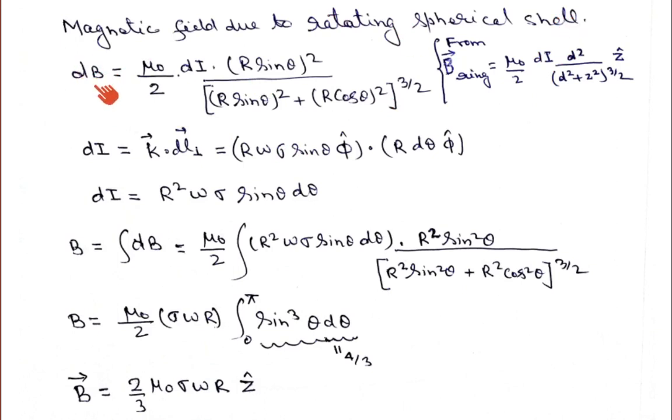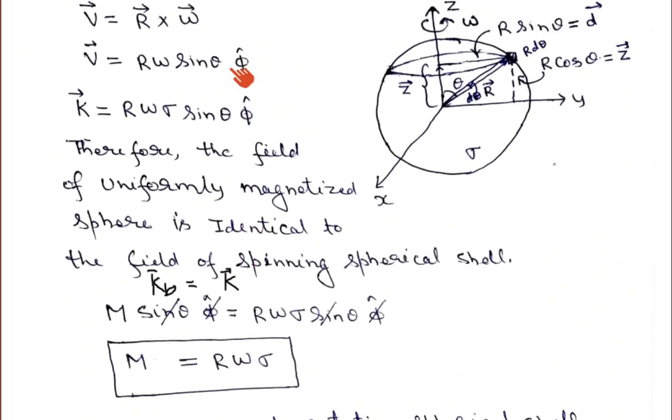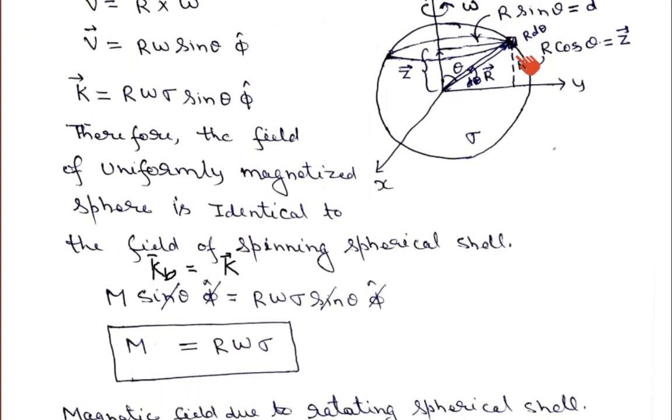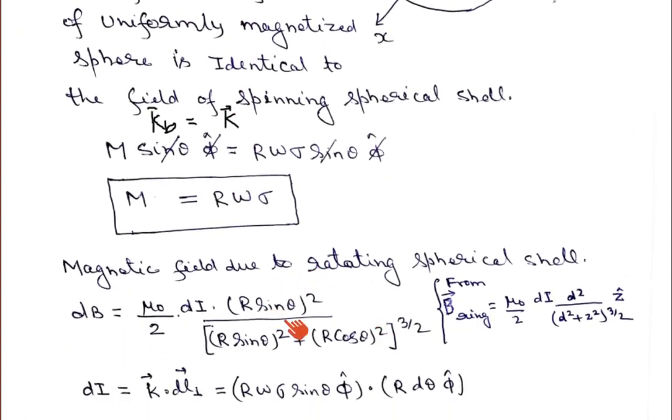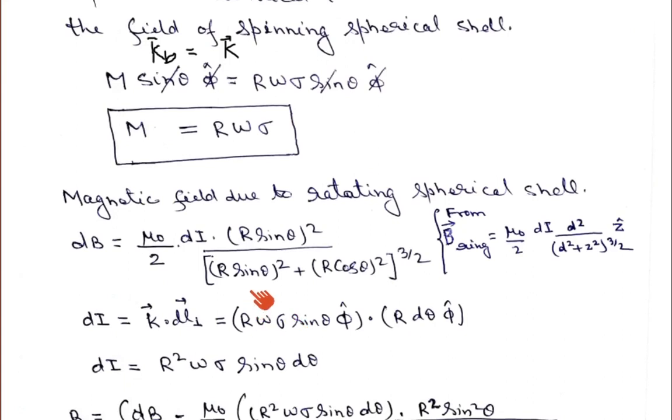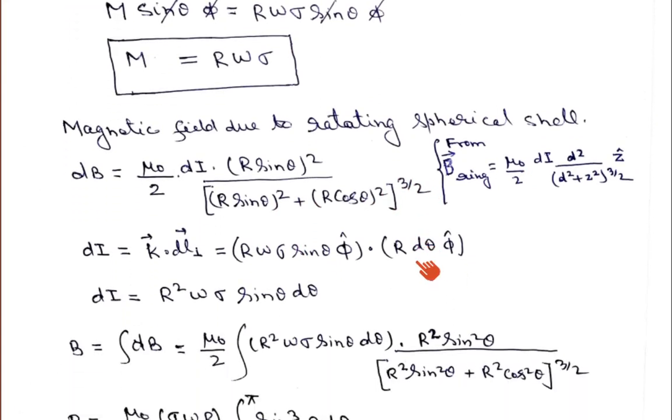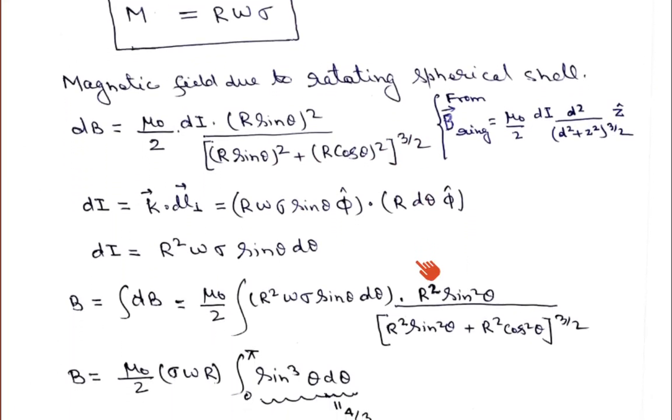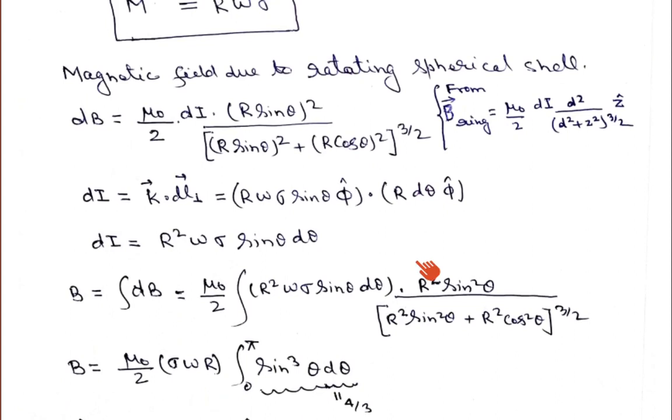So we can write the magnetic field due to the rotating spherical shell for a small infinitesimal width as dB equal to mu 0 upon 2 dI, and here the radius of this ring of thickness r d theta is r sin theta, so we put r sin theta squared divided by, in brackets, r sin theta squared plus z, that is r cos theta squared, to the power 3/2. Now our aim is to find the current flowing on the circular ring of thickness r d theta due to the rotation of the spherical shell.